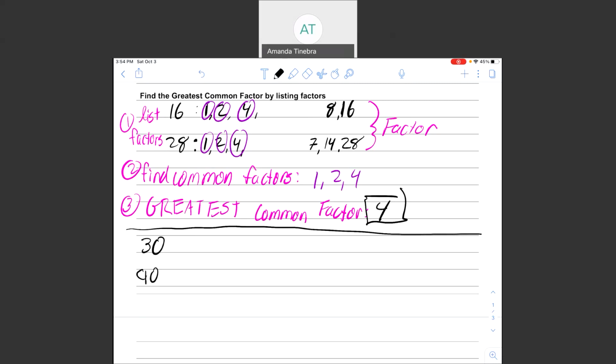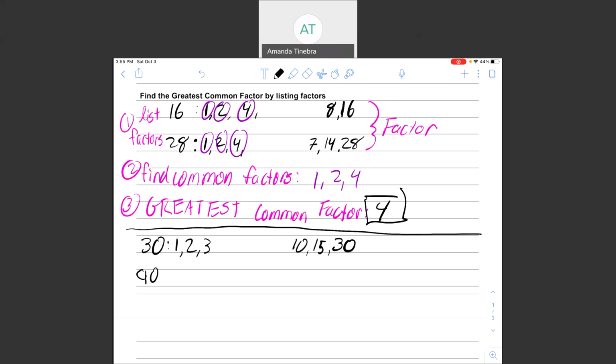So for 30 and 90, to find the greatest common factor, I'm going to start by, just as before, listing the factors. So the smallest factor is always 1, and then my biggest will be 30, because 1 times 30 is 30. So now I'm checking for more pairs, so I'm going to check 2. If I do 30 divided by 2, I get 15. Okay? Now I can check the number 3. 30 divided by 3, well, that gives me 10.